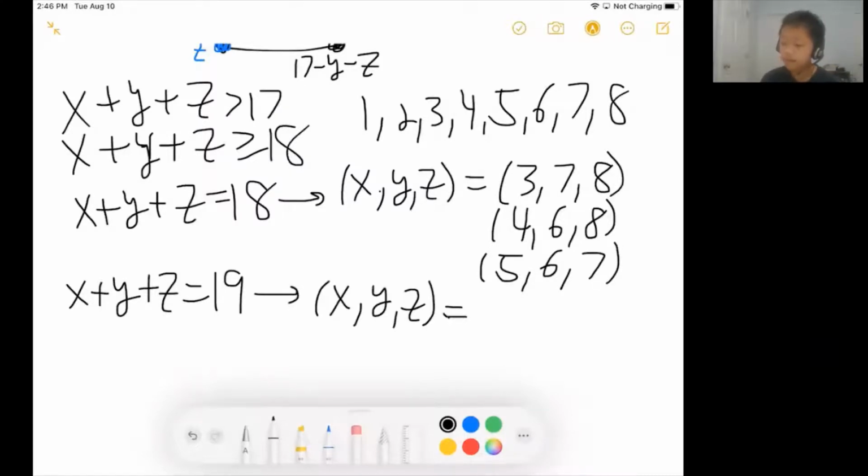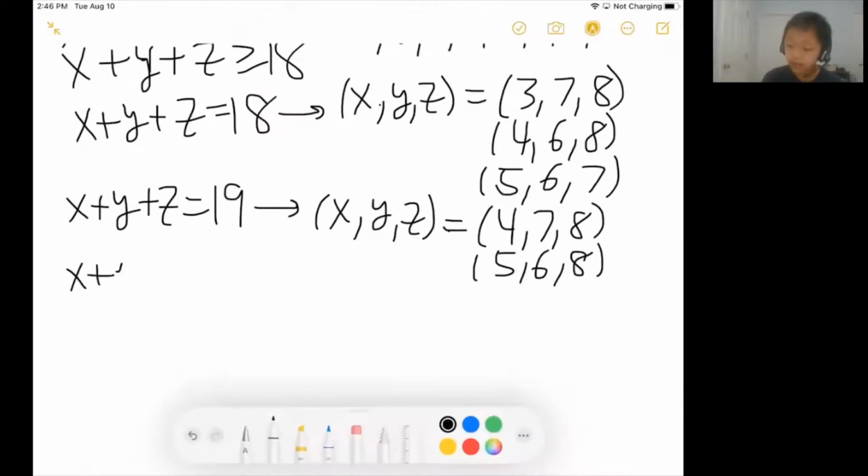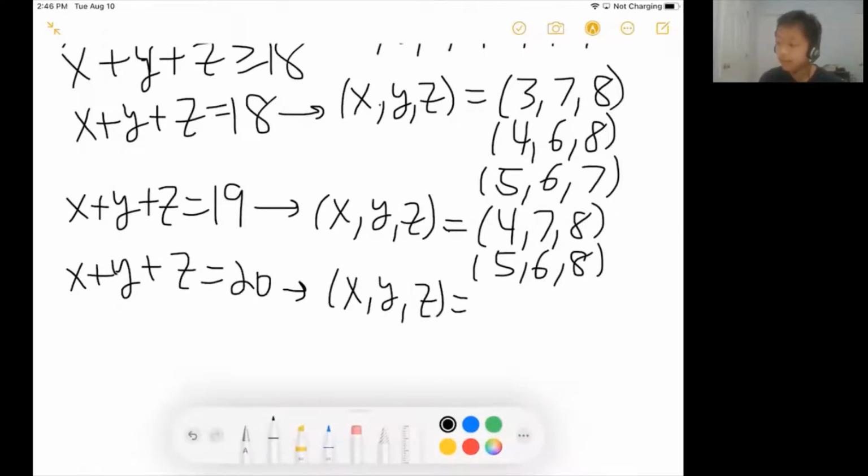That can equal, then x, y, z can equal 4, 7, 8. It can equal 5, 6, 8. And yeah, those are all the possibilities when x plus y plus z is equal to 19. We can also have x plus y plus z equals 20, right? And in that case, you can have x, y, z equals 5, 7, 8. That's the only possibility. And the final case is x plus y plus z is 21.